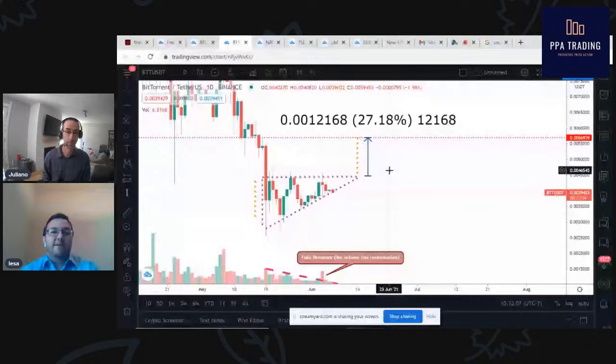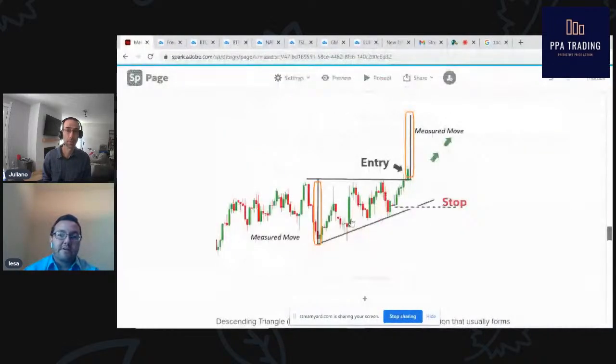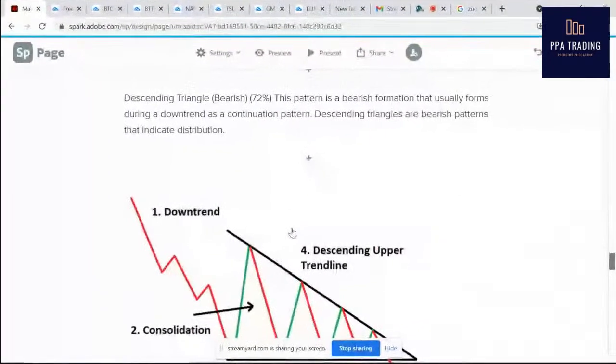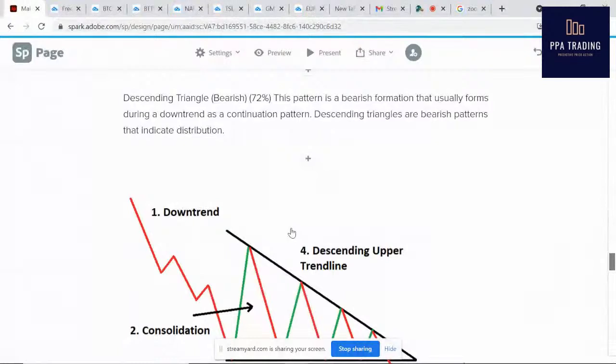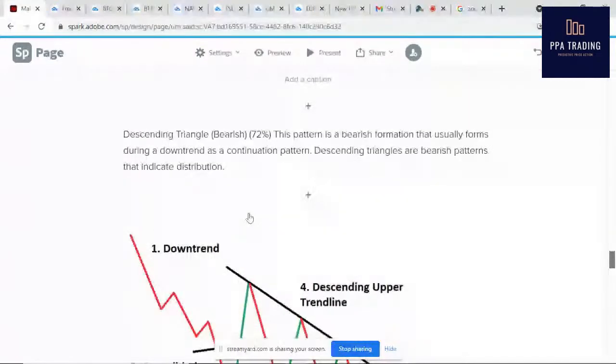Yeah, so the next thing I do want to talk about is going to be the descending triangle. Descending triangles are very much like the ascending, except they're opposite way, opposite direction. They're going to be a distribution pattern. So people are starting to sell. The bears are more in control. So if you look at this right here, there's about a 72% chance of it continuing.